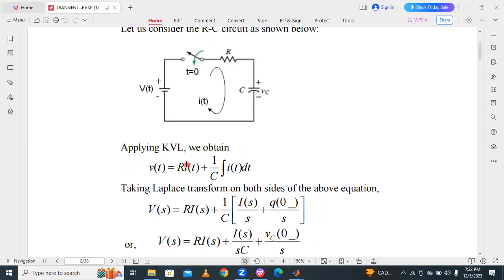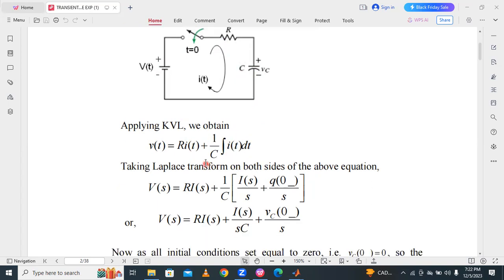According to KVL, V of T is equal to R into I of T plus 1 by C into the integration of I of T dt. Apply Laplace transform on both sides. So V of T becomes V of S and I of T becomes I of S. R into I of S and 1 by C into I of S by S plus Q of 0 minus by S. That is called the initial conditions. Initially, if the capacitor has some charge, it can be represented like this, Q of 0 minus by S.